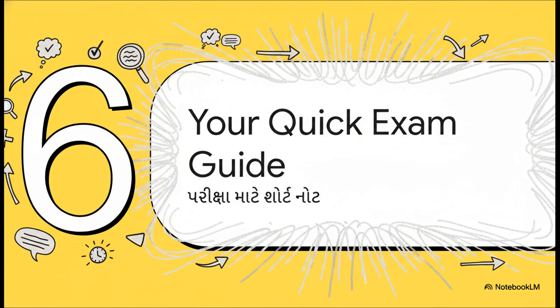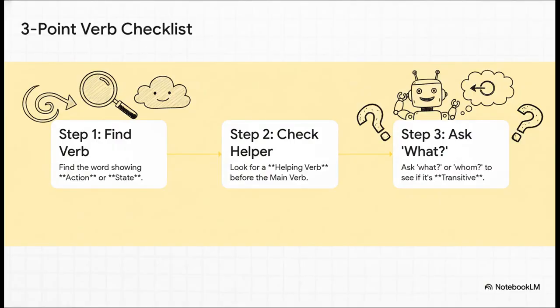So now let's take all of this amazing knowledge and boil it down into one simple, practical checklist that you can use anytime you need it, especially if you're looking at sentences for a class or a test. This is it right here, your go-to guide for any sentence. Step 1, just find the action or the state word. That's your verb. Step 2, glance right before it. Is there a helping verb there? And step 3, use our golden rule. Ask what or whom to see if it's transitive. This simple 3-step process is going to work for you every single time.